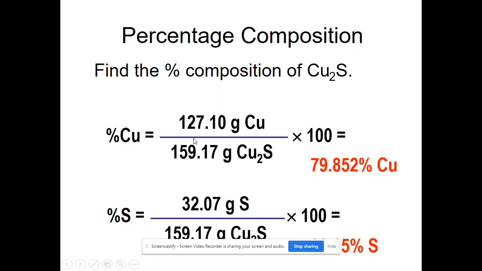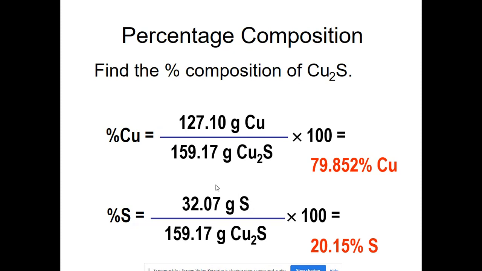127.10. This number on the bottom is the molar mass of our compound, and we would get that the percent copper was 79.852. If we took the molar mass of sulfur from the periodic table, since there's only one of them, we would only have 32.07. And again, divide that by the molar mass of our compound. Now, when you look at your answers, the 2 answers you have here must add up to 100 or very close to it.